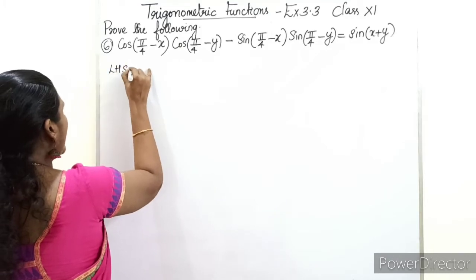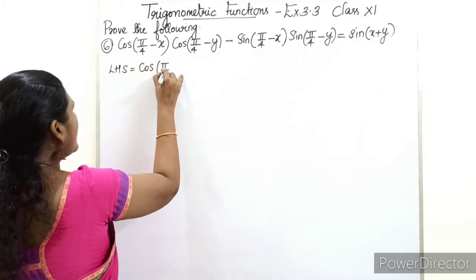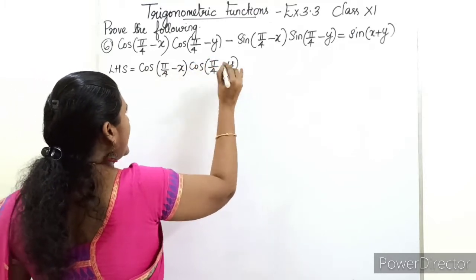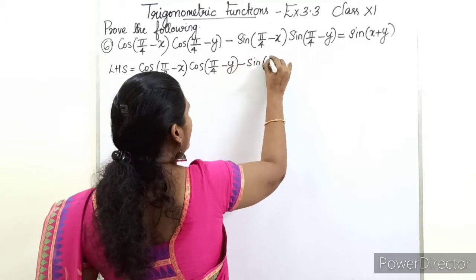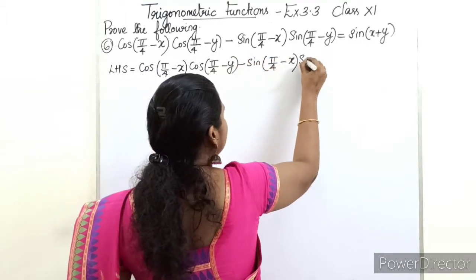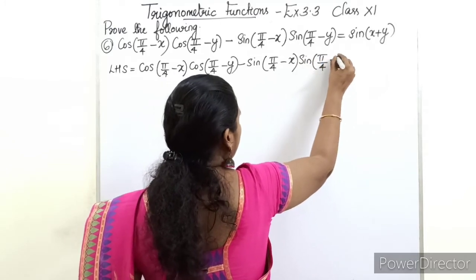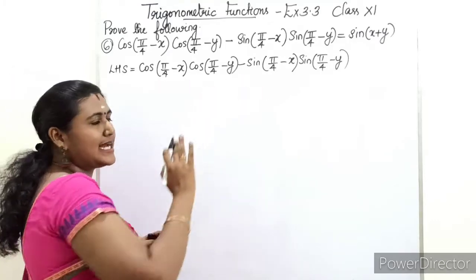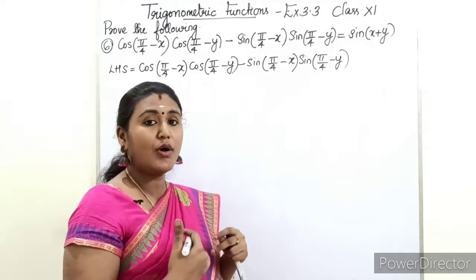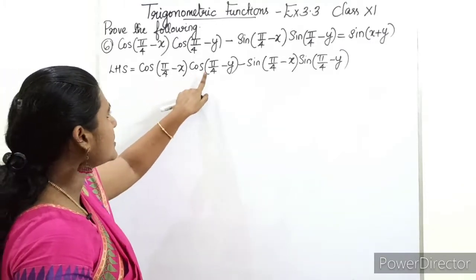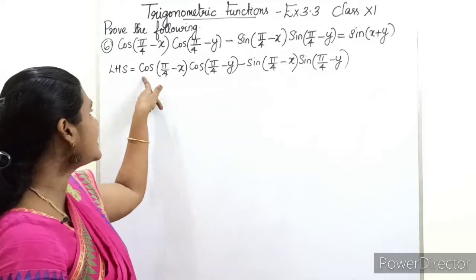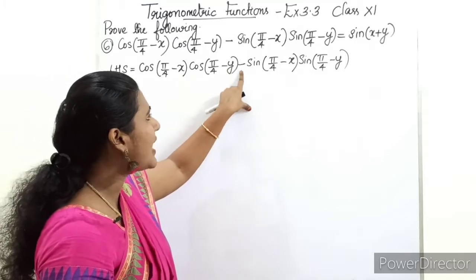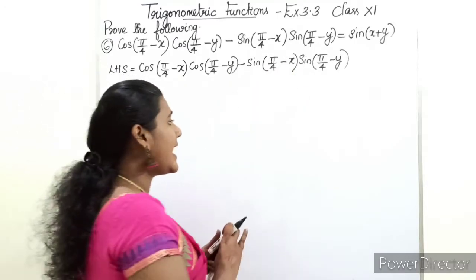So LHS, what we have in the LHS: cos(pi/4 minus x) into cos(pi/4 minus y) minus sin(pi/4 minus x) into sin(pi/4 minus y). Now you see this expression, this is of the form. Can you find out any similar identity? What we have already learned, this is cos x cos y minus sin x sin y. So this expression is of the form cos x cos y minus sin x sin y. So what is that identity?